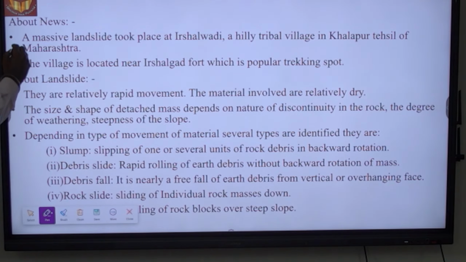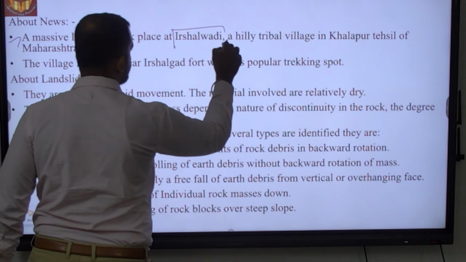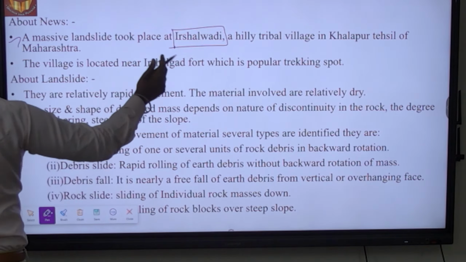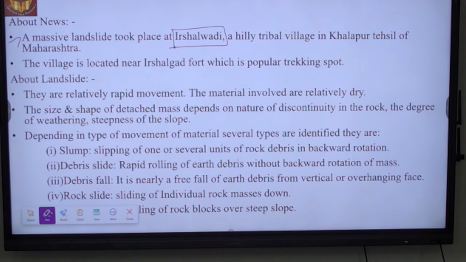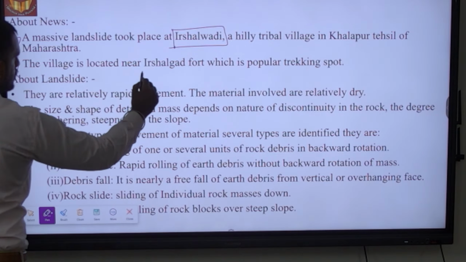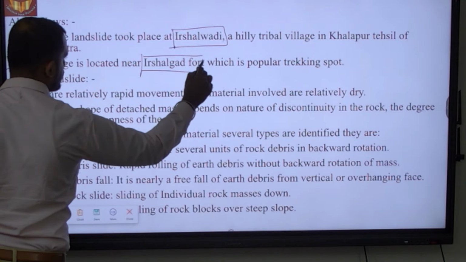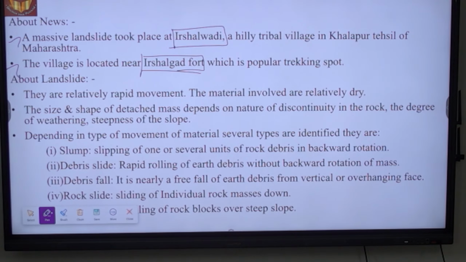content of the news. A massive landslide took place at Irshalwadi. Irshalwadi is a village in Khalapur Tehsil of Maharashtra. The village is located near Irshalgarh Fort, which is a popular trekking spot. This is what the news is related to. The incident happened at Irshalwadi village of Maharashtra.